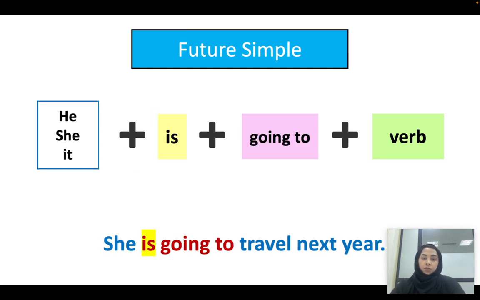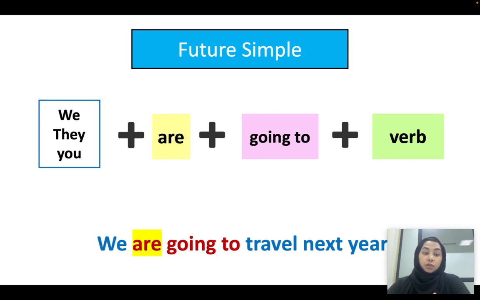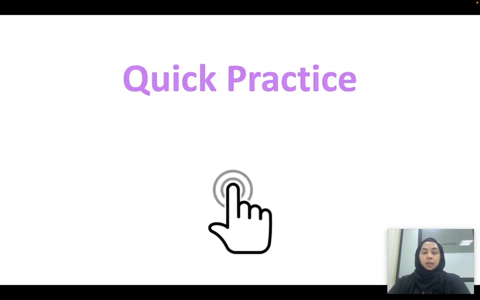There's another way to structure a sentence using the future simple, and that is to use going to instead of will. In this case, you need to add is if you're using he, she, it. She is going to travel next year. Or if you're using we, they, you, then you need to replace the is with an are. We are going to travel next year. Okay? Click the button for a quick practice.